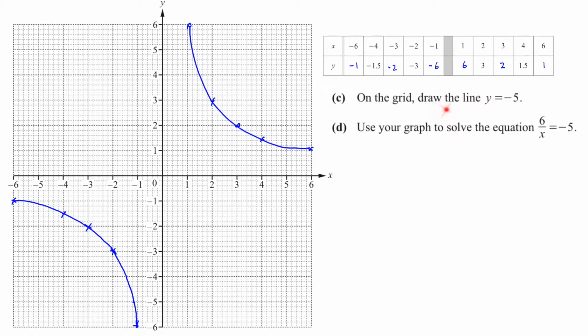Part C, on the grid, draw the line y is equal to -5. So this is the line y is equal to -5. And for question number D, use your graph to solve the equation 6 over x is equal to -5. This is 6 over x graph and this is -5. See where they meet. They meet when x is equal to -1.2. So that is your answer.